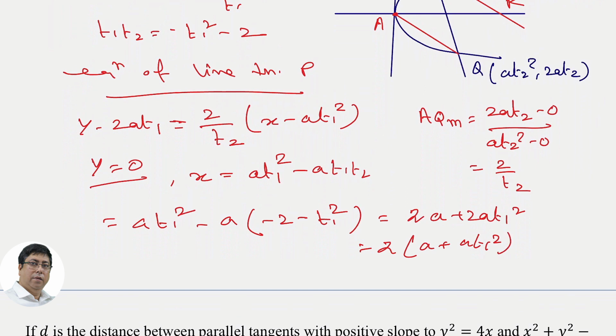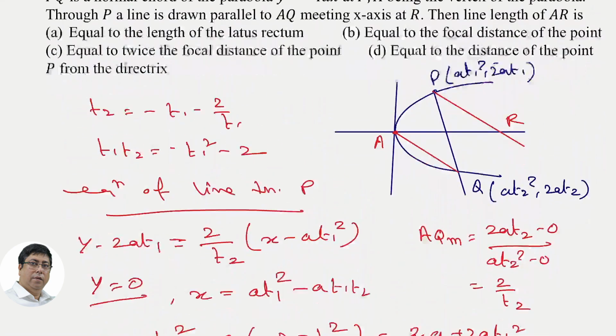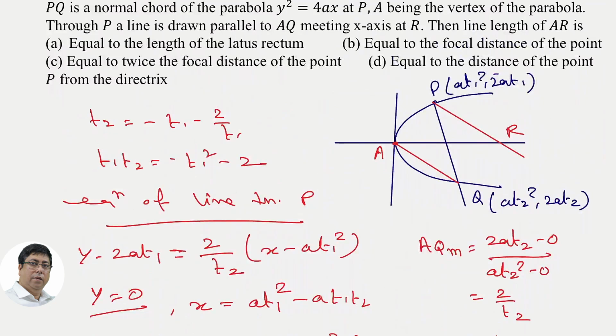So we know that (a plus aT1 square), that is for PS equal to PM, the distance from the point to the directrix. Therefore it is twice the focal distance. So the option number is coming to be C. Let's go to the next sum.